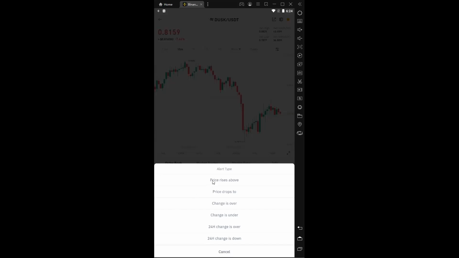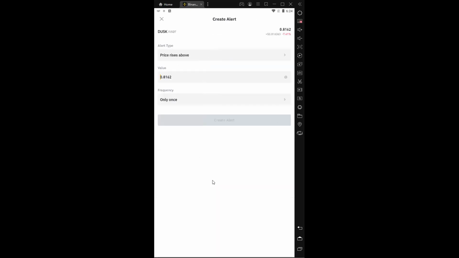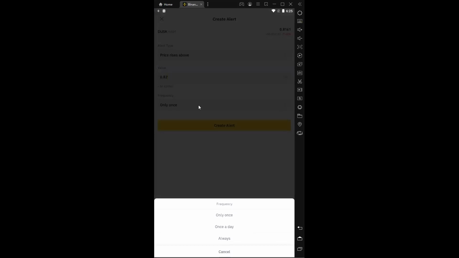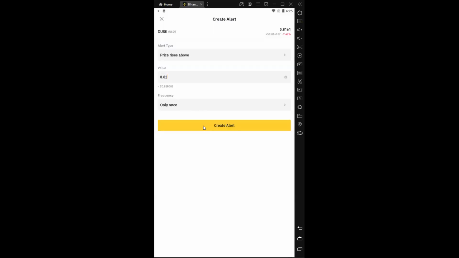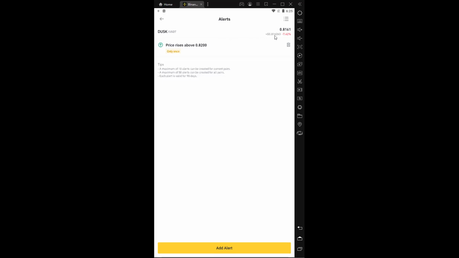I want to know when this price reaches 0.82. Maybe I've been monitoring the price and I want to sell it off immediately it gets to 0.82. I don't want to place the sell order yet because I don't know what my decision will be. So I will just set an alert. I'll create an alert system. You can choose the frequency of how you want the alert to be, and then you create the alert. Immediately the price reaches 0.82, you will receive a notification from Binance.